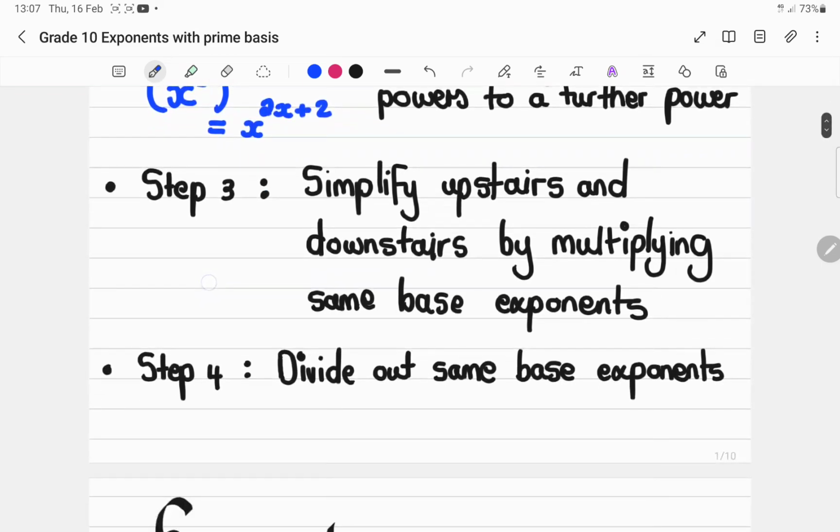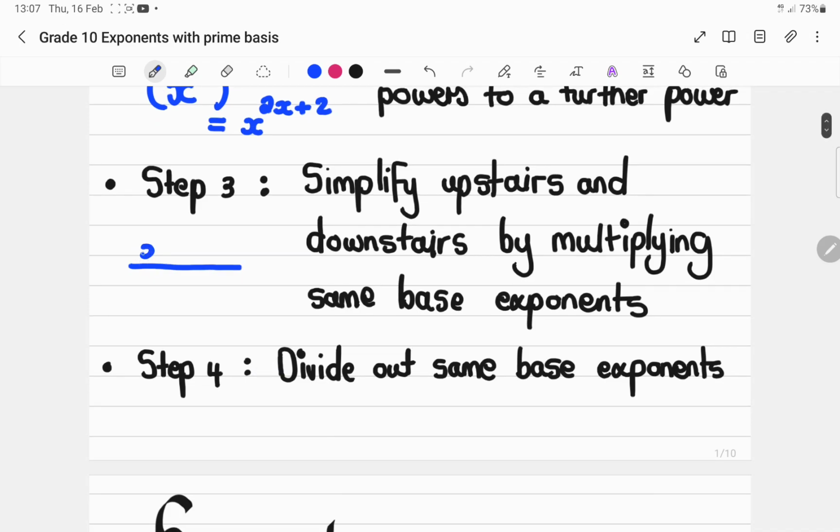All right. Step 3, simplify upstairs and downstairs. I always call it upstairs and downstairs, the numerator and the denominator, by multiplying same base exponents. So if you've got on the top x's with the power to the 5, x to the power 3, you're going to simplify those. And if you've got some y's over here, you're going to simplify them as well. And then lastly, you're going to divide up and down. So if there's anything that you can divide out with the same bases, obviously not those because they don't have the same base, then you divide out.